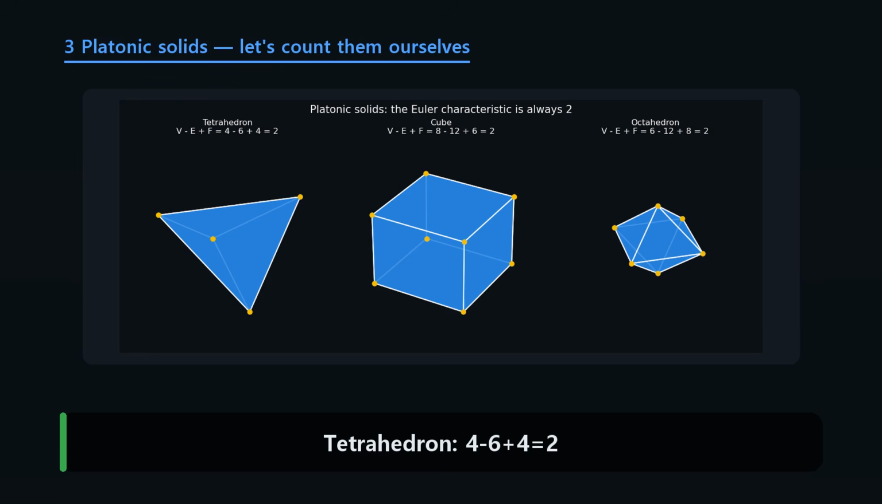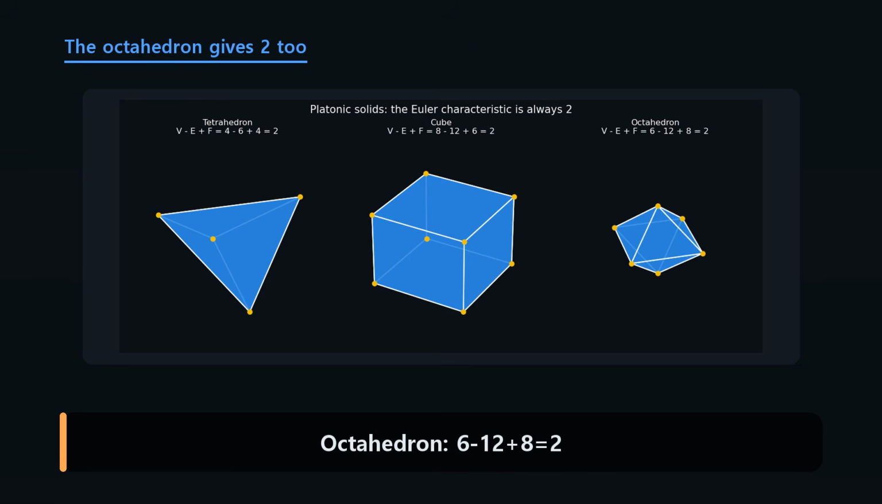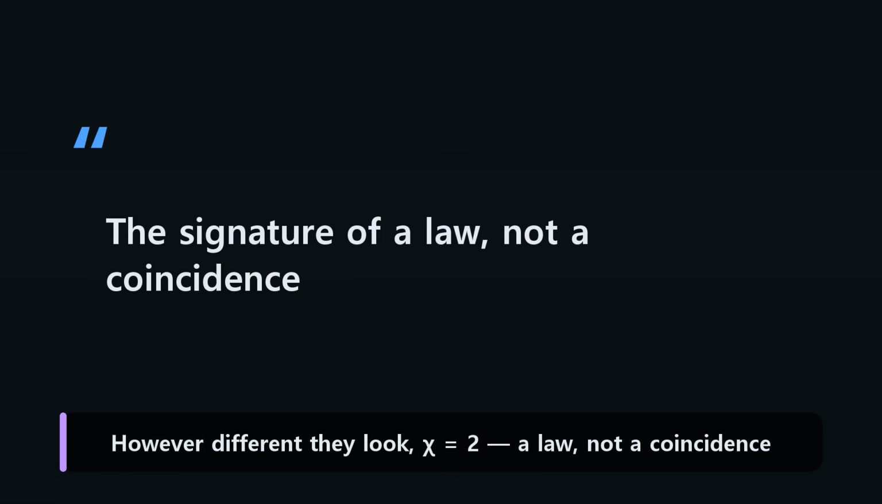First, the tetrahedron. 4 vertices, 6 edges, 4 faces. 4 minus 6 plus 4 is 2. Now the octahedron. 6 vertices, 12 edges, 8 faces. And once again the answer is 2. They look nothing alike, yet chi is the same too. That's not a coincidence. That's the signature of a law.